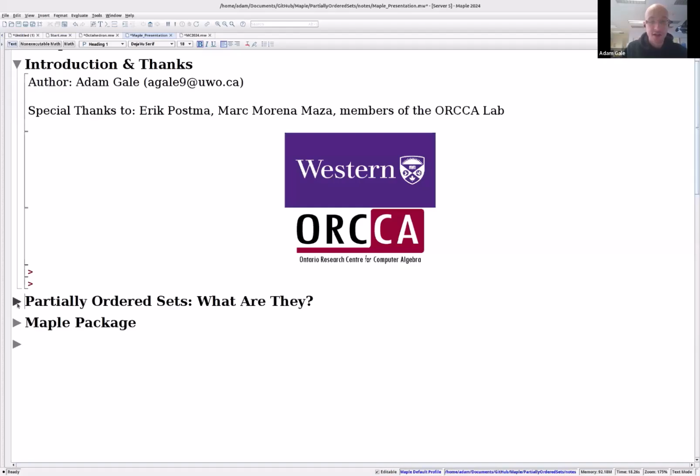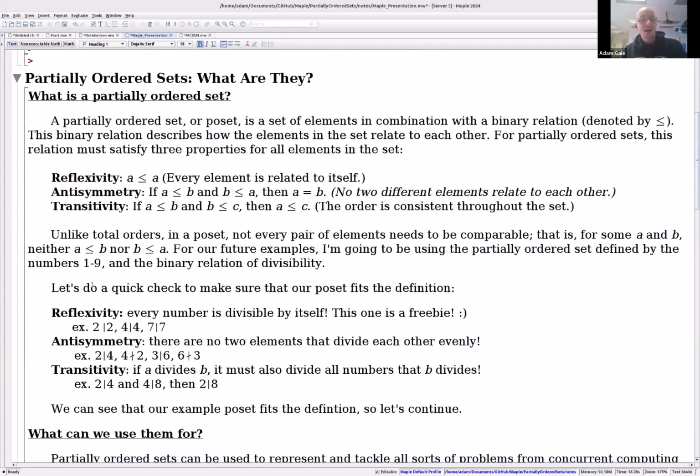So partially ordered sets, what are they and why do we care? So what is a partially ordered set? A partially ordered set, or a poset, is a set of elements in combination with a binary relation. This binary relation describes how the elements in the set relate to each other. For partially ordered sets, this relation must satisfy 3 properties for all elements in the set. It must satisfy reflexivity, where every element is related to itself, antisymmetry, where if A relates to B and B relates to A, then A and B must be the same element, and transitivity. If A relates to B and B relates to C, then it follows that A relates to C as well. So the order must be consistent throughout the set.